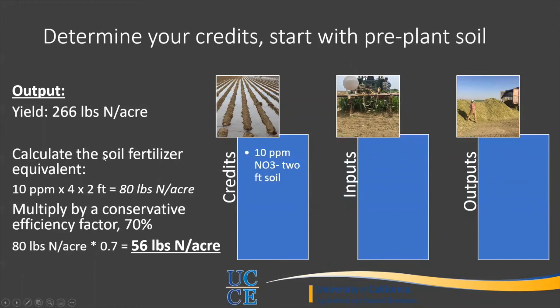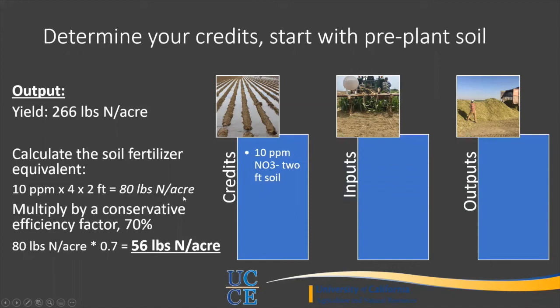You take that value, 10 parts per million, and then we multiply it by a factor of 4 because there are approximately 4 million pounds of soil in every acre foot of soil. And since we're looking at the top 2 feet of soil, we'll multiply that again by 2 in order to know what the pounds of nitrate nitrogen are in the top 2 feet of soil. 10 times 4 times 2 equals 80 pounds of nitrogen, and that's for every acre in the top 2 feet of soil.